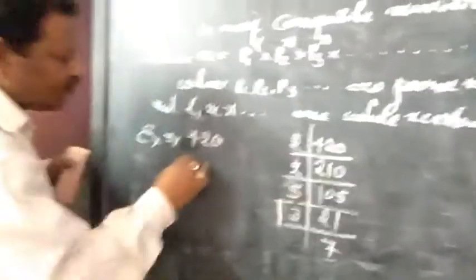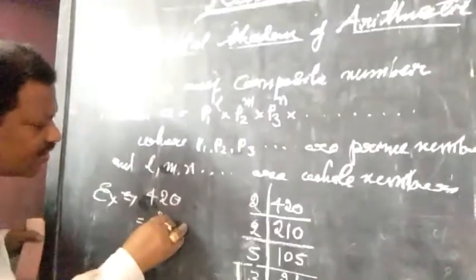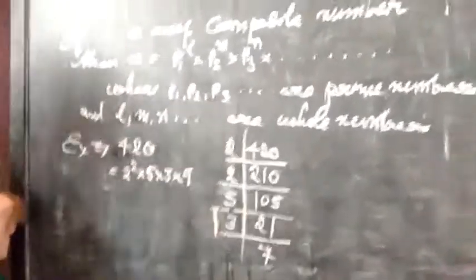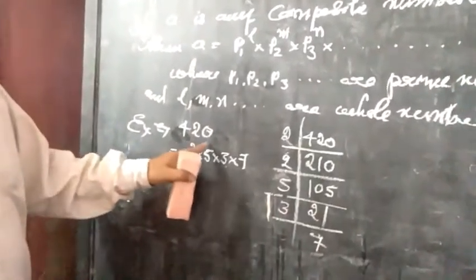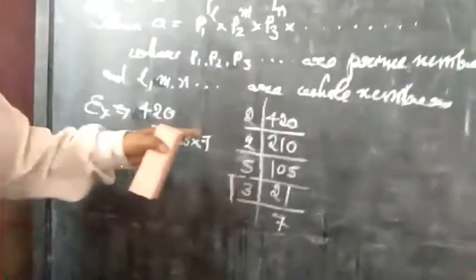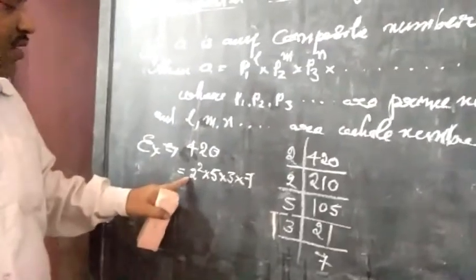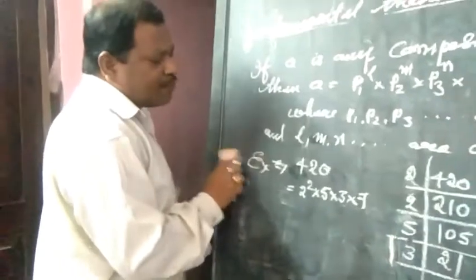420 is equal to 2 square into 5 into 3 into 7. You observe that here 2, 5, 3, 7 are the prime numbers, and the powers here are L equal to 2, M equal to 1, N equal to 1. Any number can be written like this, where the powers are whole numbers and P1, P2, P3 are the prime numbers. Have you understood? This is the fundamental theorem of arithmetic.